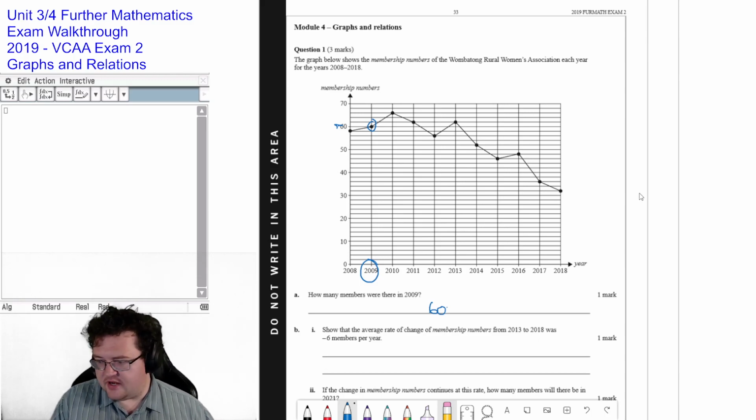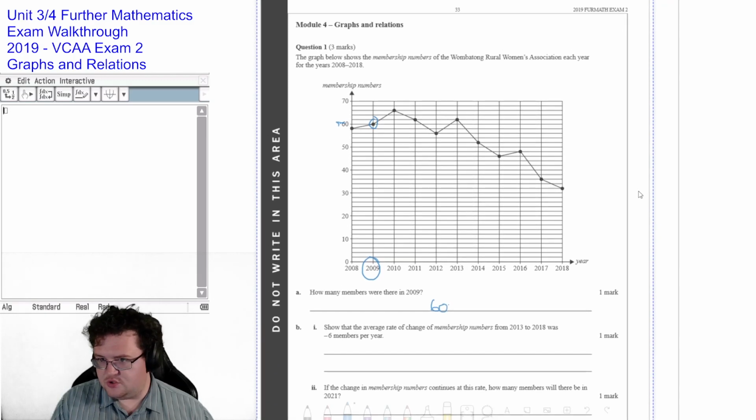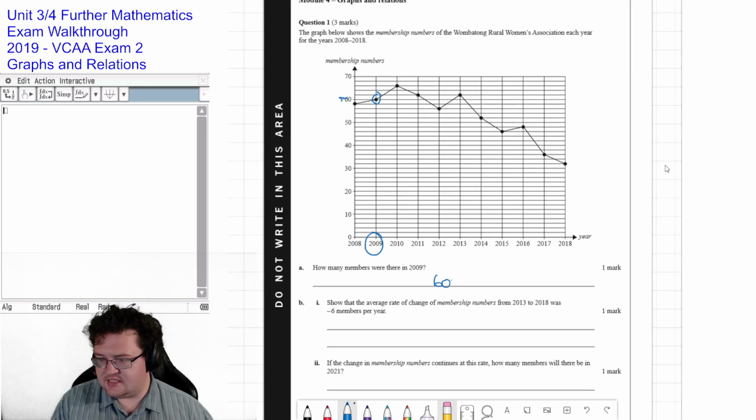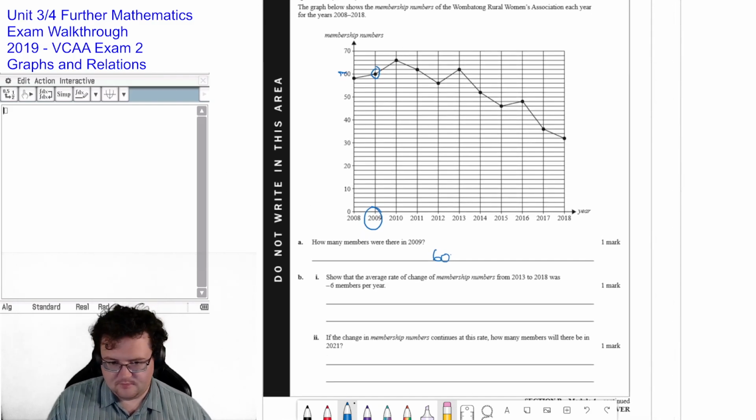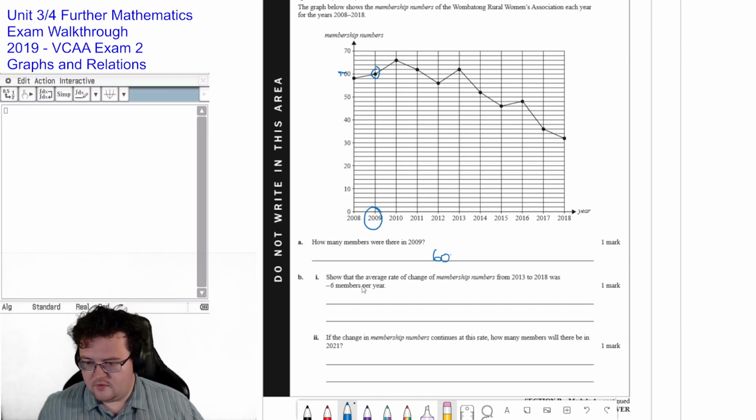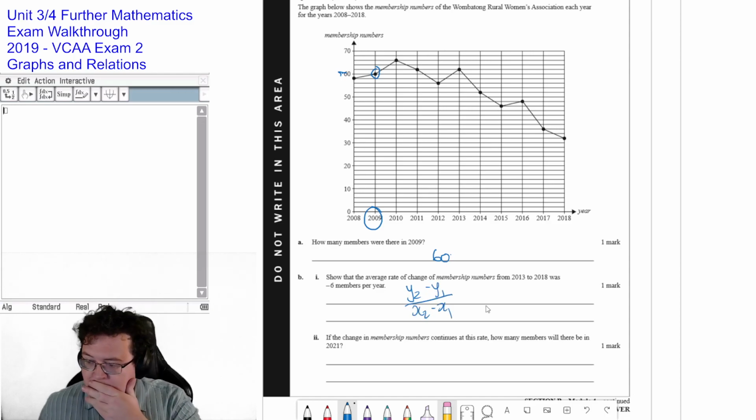Show that the average rate of change from members in 2013 to 2018 was -6 per year. Average rate of change. All right, so what we need to do is, average rate of change means we're talking about a gradient. So what we want to do is a gradient equation: y2 minus y1 over x2 minus x1. So in this case here, y2 is going to be 32.